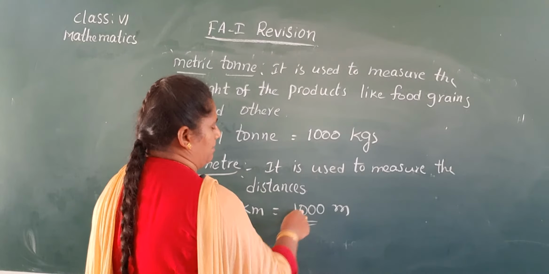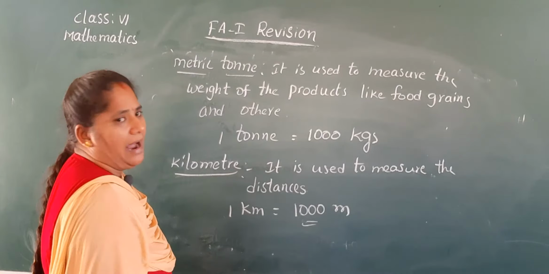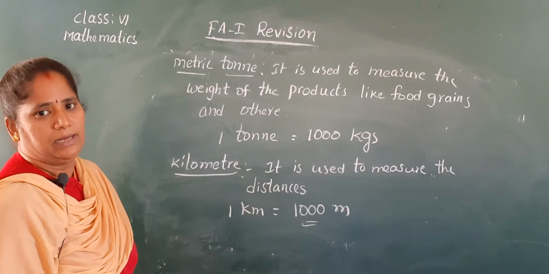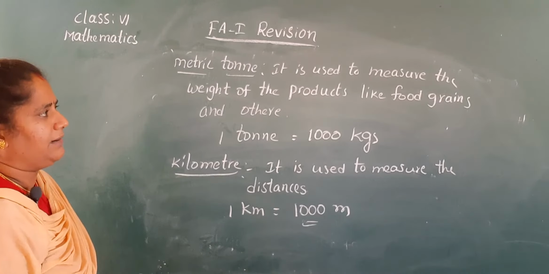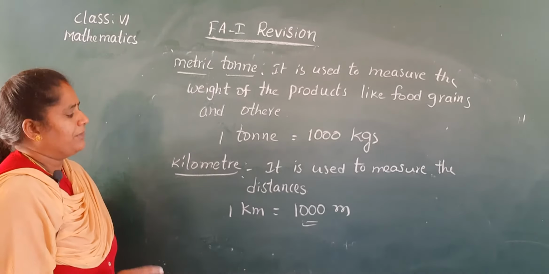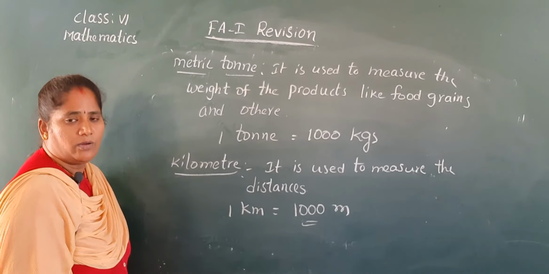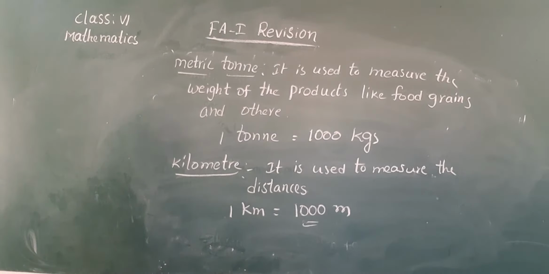So to convert the meters into centimeters, you should multiply this 1000 by 100. Why? Because 1 meter equal to 100 centimeters. Is it clear to you, children? What is meant by cusec, TMC, metric ton and kilometer? This all you have to learn perfectly. And next, note down in your homework book.